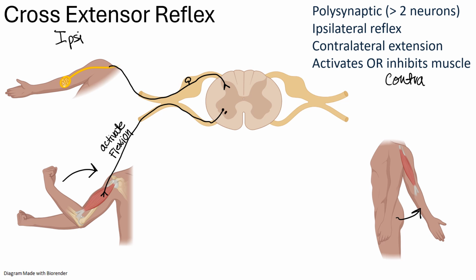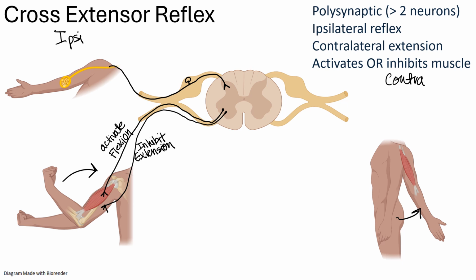So let's draw another neuron here that goes to your triceps brachii. And this neuron here is focused on inhibiting extension. Okay, so that's the ipsilateral side.